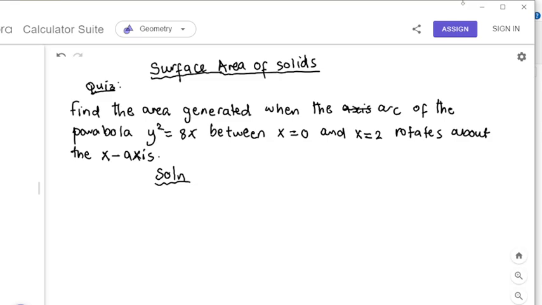Hello and welcome. We are still on the applications of integration, and today's application is the surface area of solids.